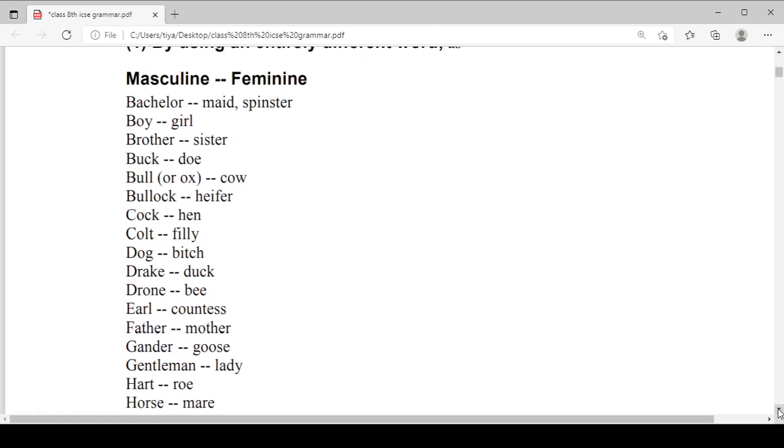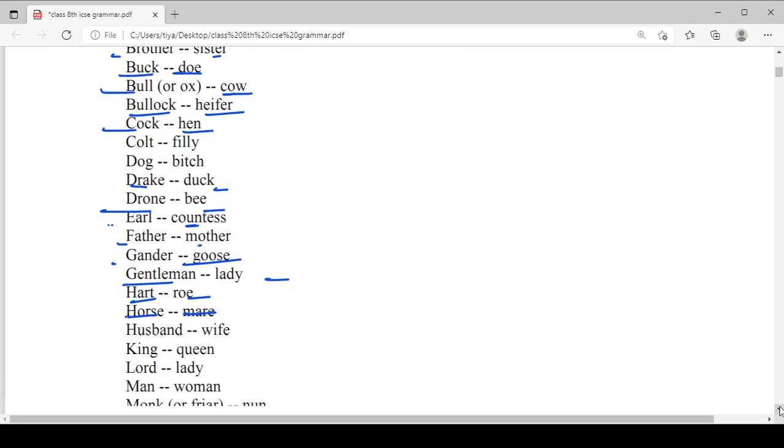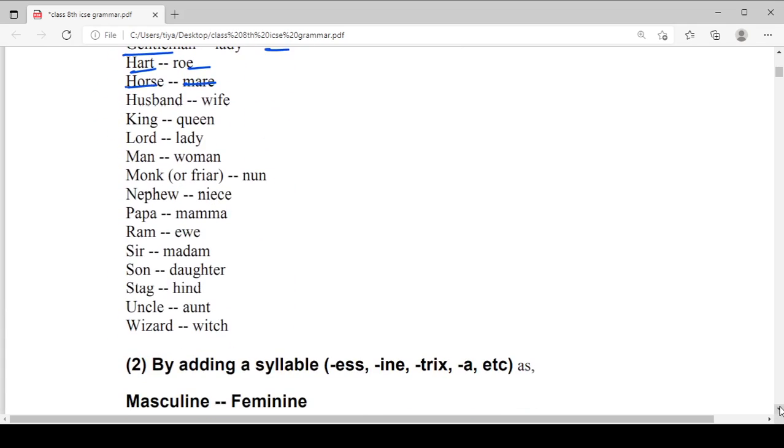We have bachelor, maid, spinster in the feminine gender; boy, girl; brother, sister; buck, doe; bull, cow; bullock, heifer; cock, hen; colt, filly; dog, bitch; drake, duck; drone, bee; earl, countess; father, mother; gander, goose; gentleman, lady; hart, roe; horse, mare. So this is the list of the masculine and the feminine genders, and this list can be very, very long.